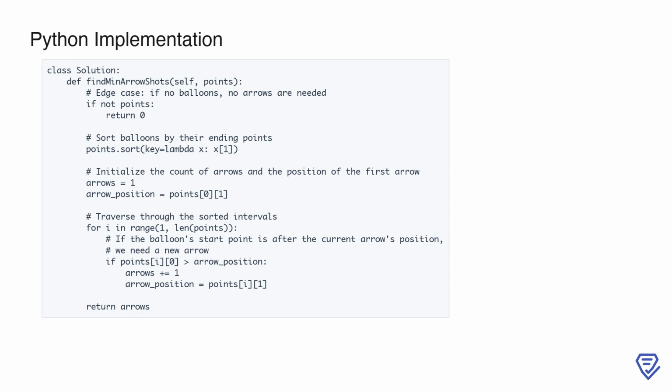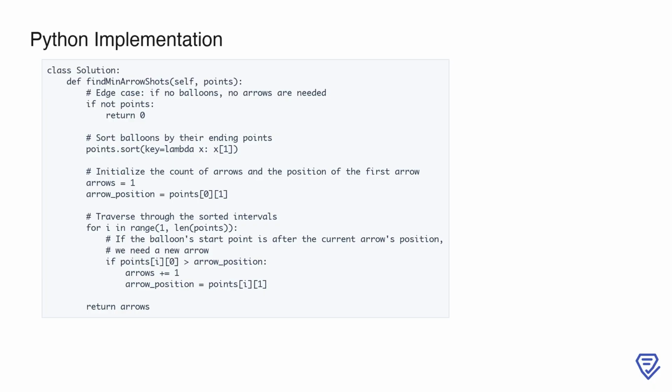3. Initialize variables. The algorithm initializes arrows to 1 since at least 1 arrow is always required. The variable arrow_position is set to the ending point of the first balloon after sorting. 4. Iterate through balloons. The algorithm iterates through the sorted intervals starting from the second balloon. For each balloon, if the starting point of the current balloon is greater than the arrow_position, i.e., the current arrow cannot burst this balloon, a new arrow is needed. The arrows count is incremented, and the arrow_position is updated to the ending point of the current balloon. If the current balloon's starting point is within the range of the current arrow, the arrow can burst it, so no changes are made.